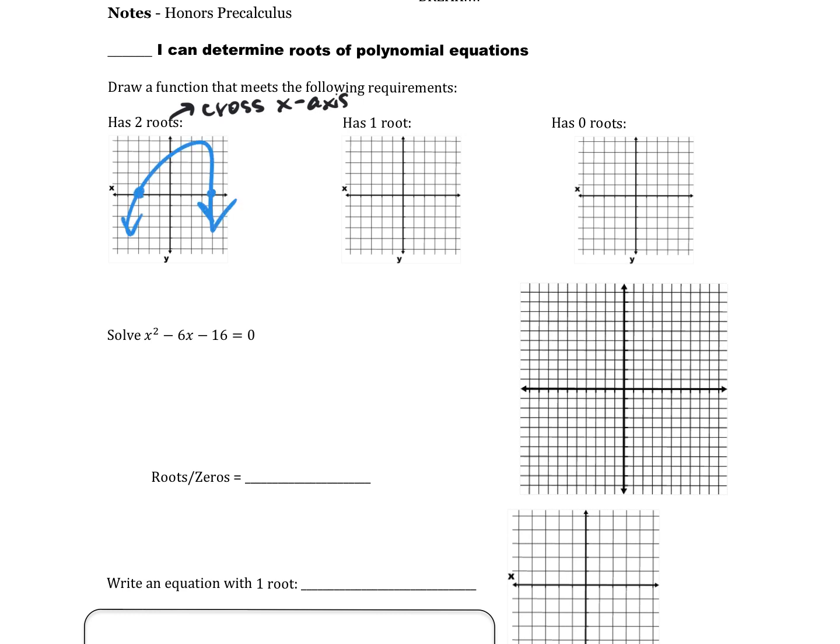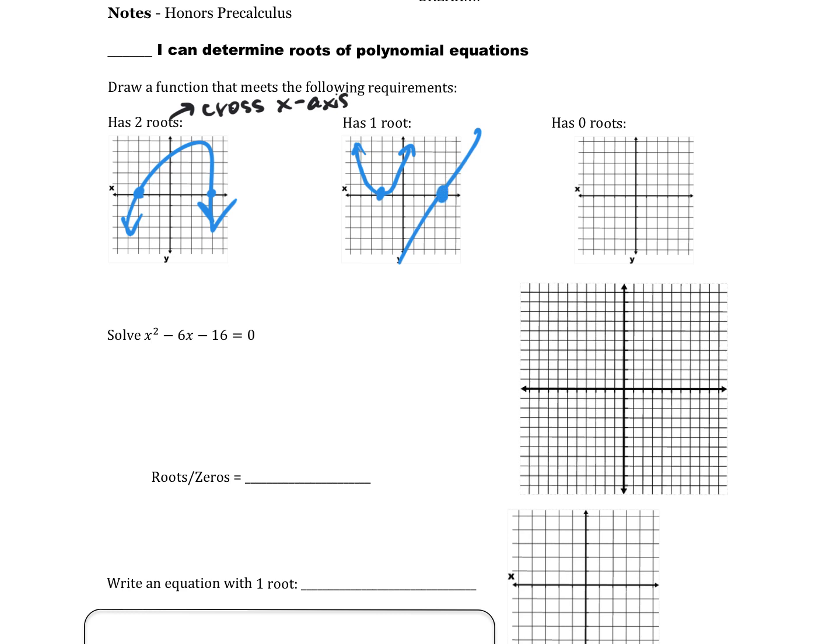What about one root? What would be an example of something that has one root? Does this have one root? Yeah? Okay. What about this? Does that have one root? You know what I'm saying? It's touching that x-axis once. That has one root. Or this one. You could do either one of them. Either of those has one root.